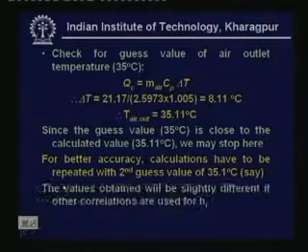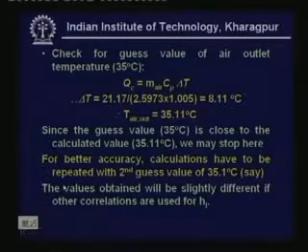Okay, and there is one thing you must keep in mind: the values obtained will be slightly different if other correlations are used for HI. As I said, a large number of correlations are available for estimating the heat transfer coefficients. For example, on the condenser side or on the air side. Had you used some other heat transfer correlations, you might have got slightly different results. Okay, that's what I mean by saying there is a lot of uncertainty, right. If you want, you can check by using other correlations and see what value you are getting.